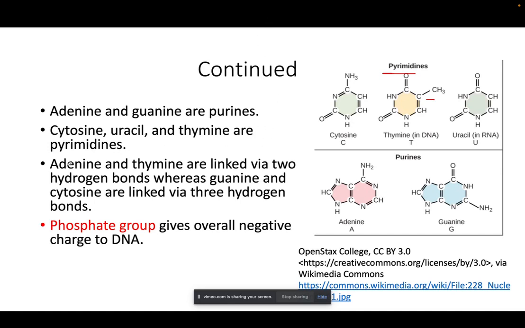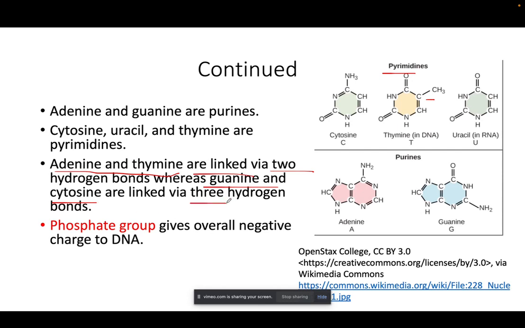Okay, so adenine always, as you know by now, base pairs with thymine. But how do they base pair exactly? They are linked to each other via two hydrogen bonds, whereas guanine and cytosine are linked to each other via three hydrogen bonds.